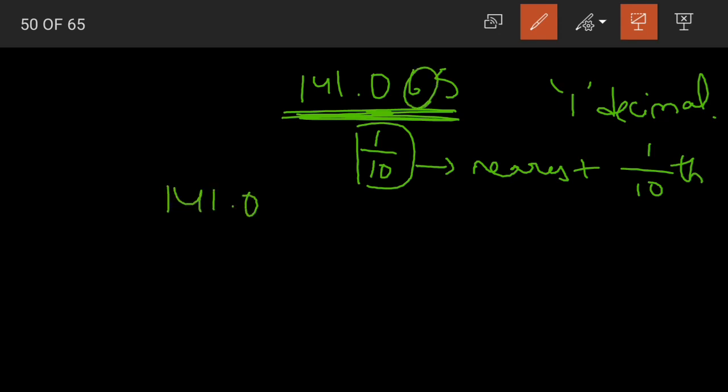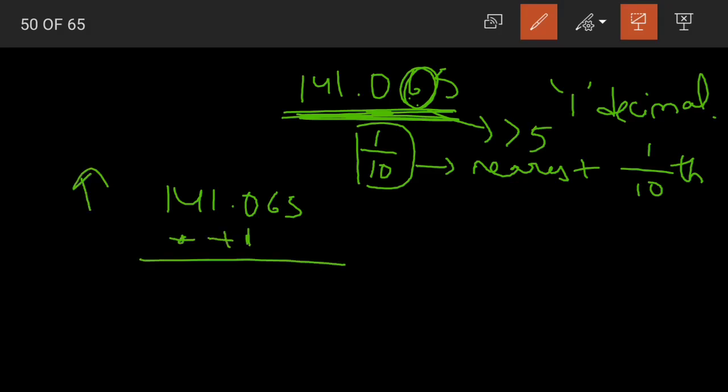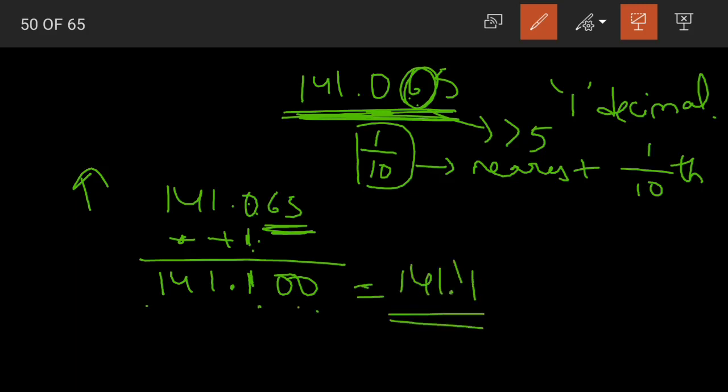We look at the digit in the 100th place. It is 6. 6 is greater than 5, so we'll round up. That means we'll add 1 to the digit in the 1/10th place. 141 as it is, 0 plus 1, 1, and then the remaining 2 digits become zeros. Yes, 141.100 is nothing but 141.1. In the final answer, now we are having only one decimal place.